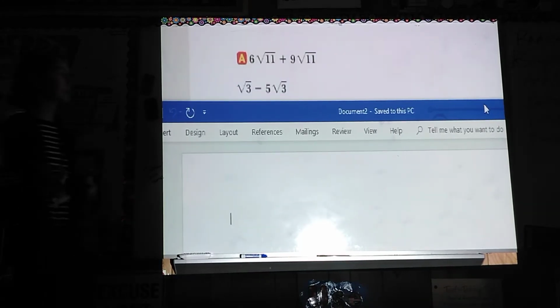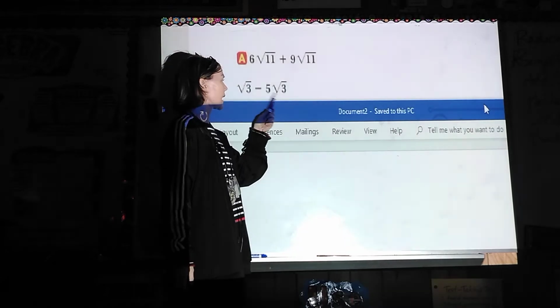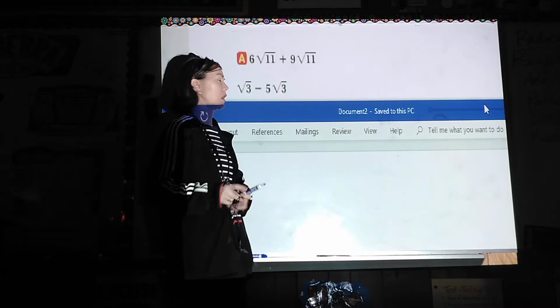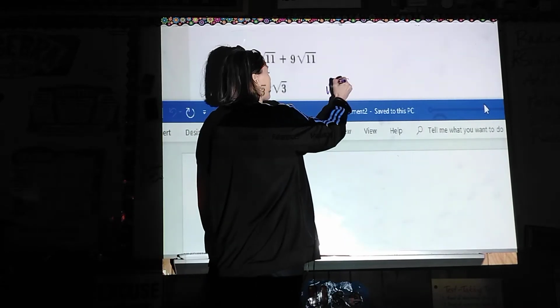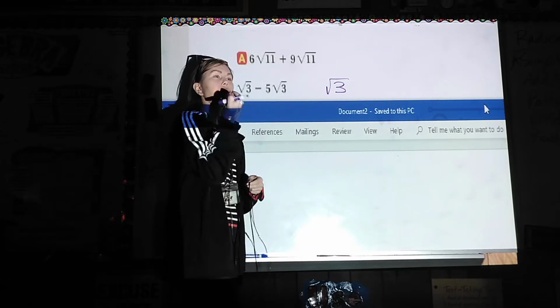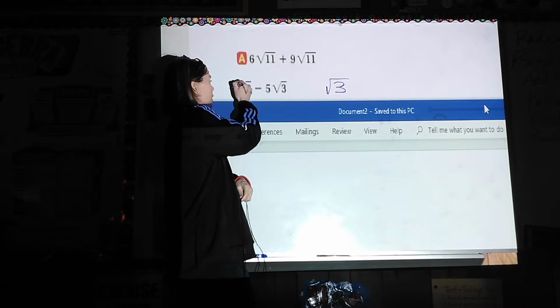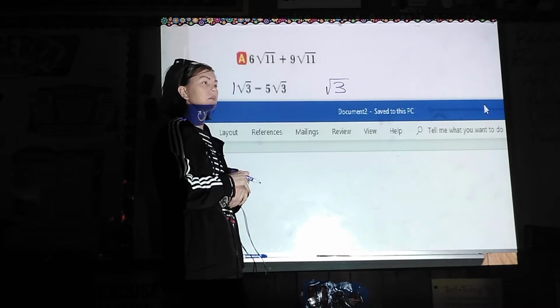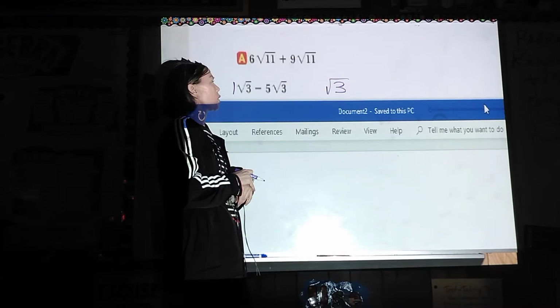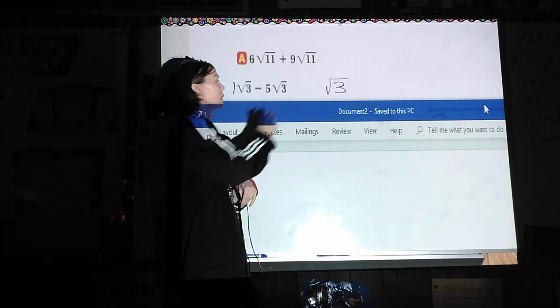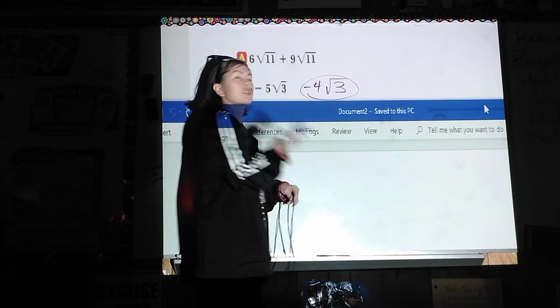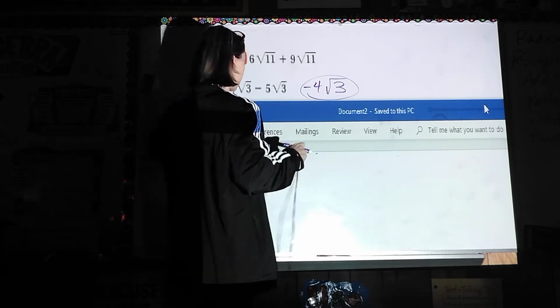Here's our next example. Do these look exactly the same? Yes! So we're going to bring that radical 3 over, and then all you have to do is what is in front of it. Even though it's not there, you know there's a 1 there. So 1 minus 5 is negative 4, and you're done. Yes, it is that easy.